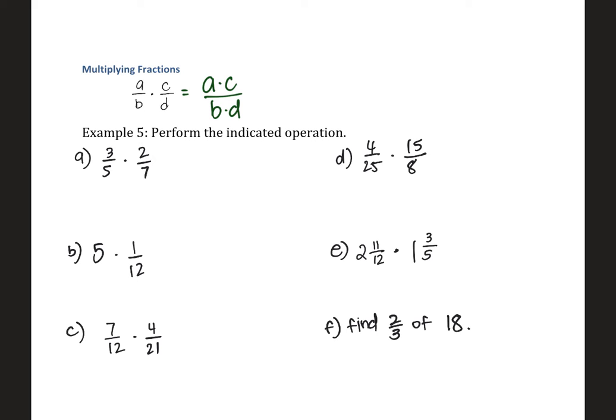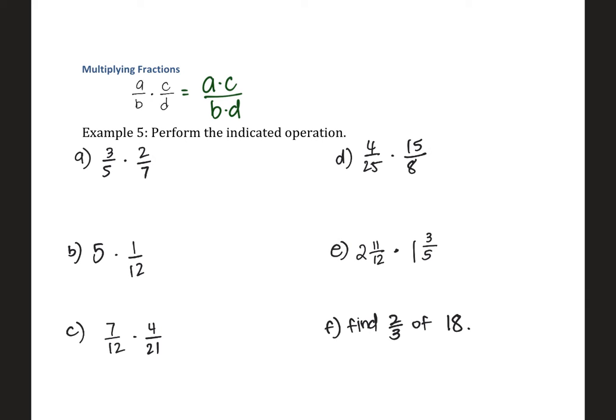One thing I want to touch on is our ability to cross cancel. So we're able to cancel out common factors before we even multiply our numbers together. And we'll see this in letter C and D in our example. But let's just do letter A normally.